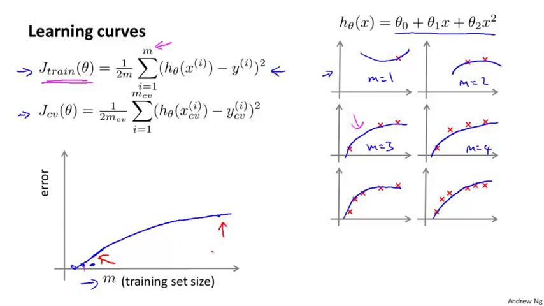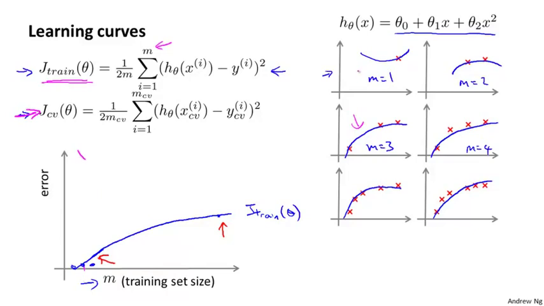Whereas when m is larger, it gets somewhat harder to fit all of your training examples perfectly, and so your training set error becomes a little bit larger. Now, how about the cross-validation error? Well, the cross-validation error is my error on this cross-validation set that I haven't seen. And so, when I have a very small training set, I'm not going to generalize well. I'm just not going to do well on that.